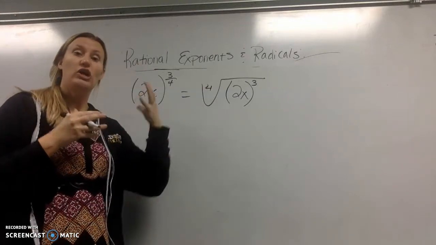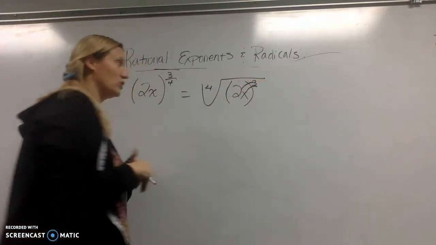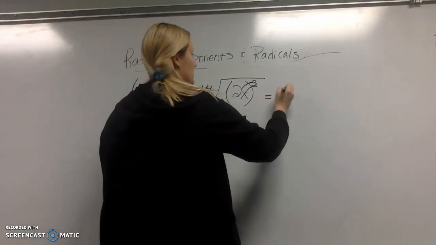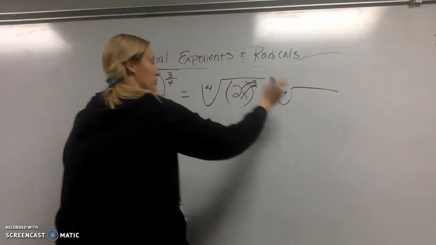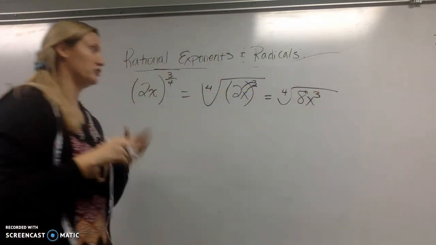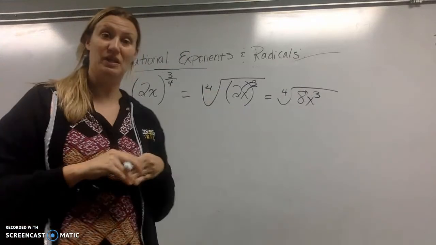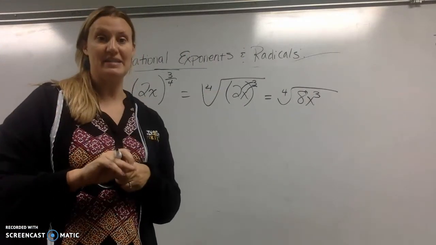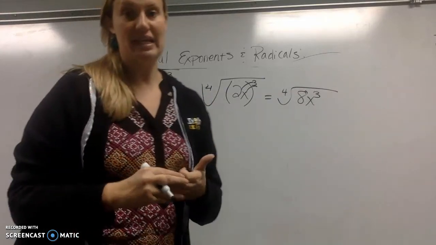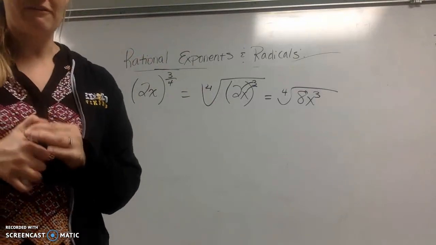You could stop here. You can, however, use our property of exponents where I can take both of those individually to the third power. And so this becomes the fourth root of 2 to the third is 8, and x to the third is x to the third. So I could take that one step further and go ahead and distribute that power through, since that is multiplication in there, and I could simplify it down. So that is the basic of how rational exponents and radicals are related. In the next video, we're going to talk a lot more about things like this and how to simplify them.